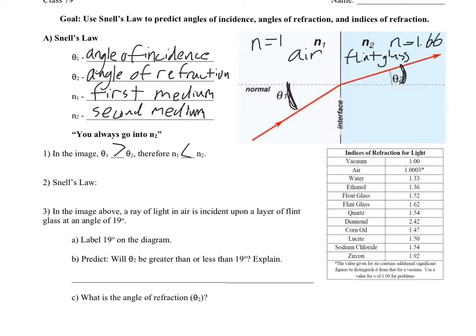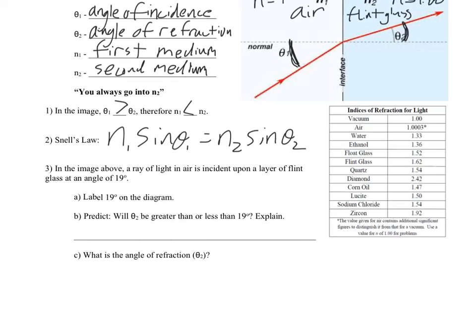Okay, now Snell's law tells us that mathematically. It says that N1 times sine theta 1 equals N2 sine theta 2. Basically, what this relationship will show us is that if you have a larger n value, that'll be associated with a smaller angle. So let's see how this equation works.